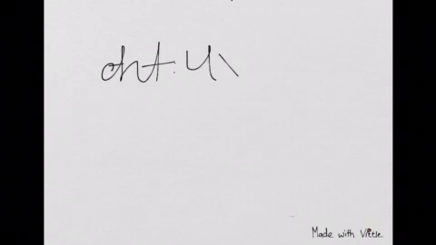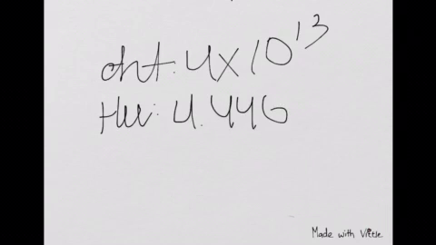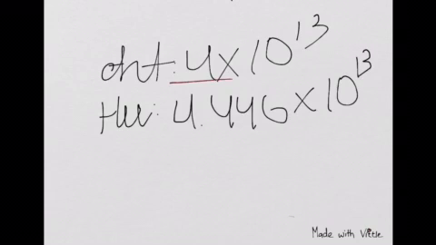Now, time to wrap up the task. Ants is 4 times 10 to the power of 13. Humans are 4.446 times 10 to the power of 13. So, we can conclude the total mass of all living ants in the world is smaller than the total mass of all living humans in the world. That concludes our task. Thank you for listening. Hope you understood during this task.